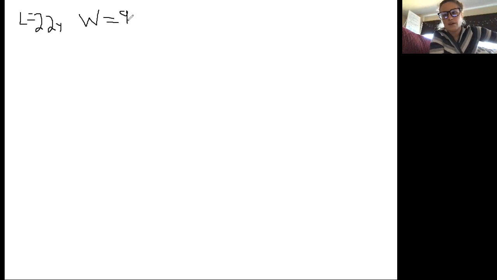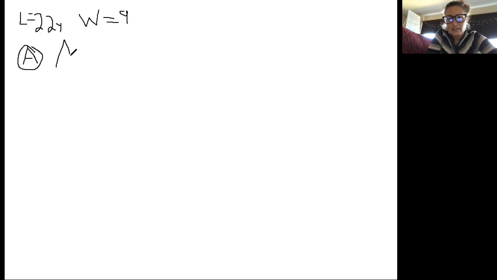Well, what do we know? We know that it has a length of 22 yards. Okay. We also know that it has a width of 9. That's the whole yard. Okay. We want to know what the area is for part A. So part A is asking us the area. Okay. So we know the area.